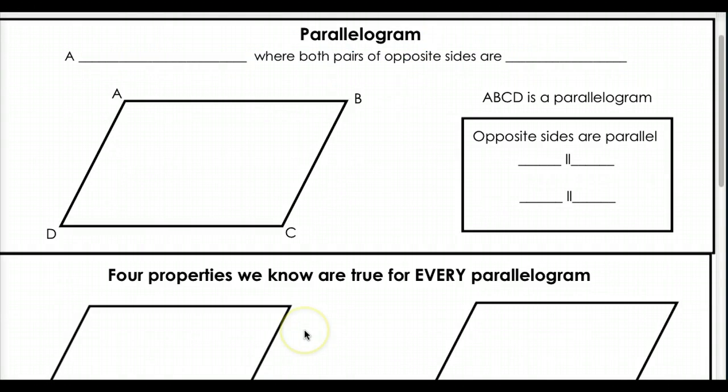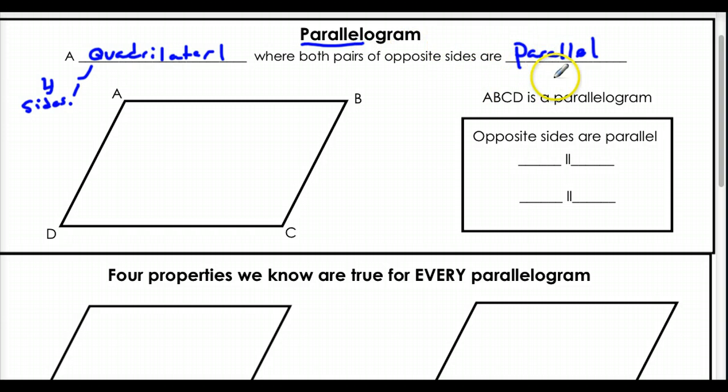Let's do it. A parallelogram, what is it? A parallelogram is a quadrilateral, and just to remind you, a quadrilateral is a four-sided figure. So a parallelogram is a four-sided figure where both pairs of opposite sides are parallel. Oh, that makes sense.